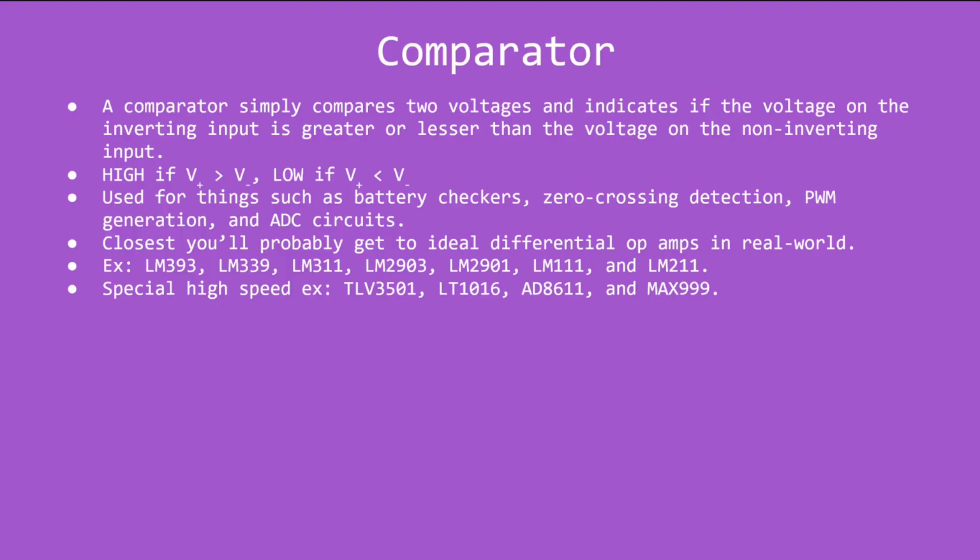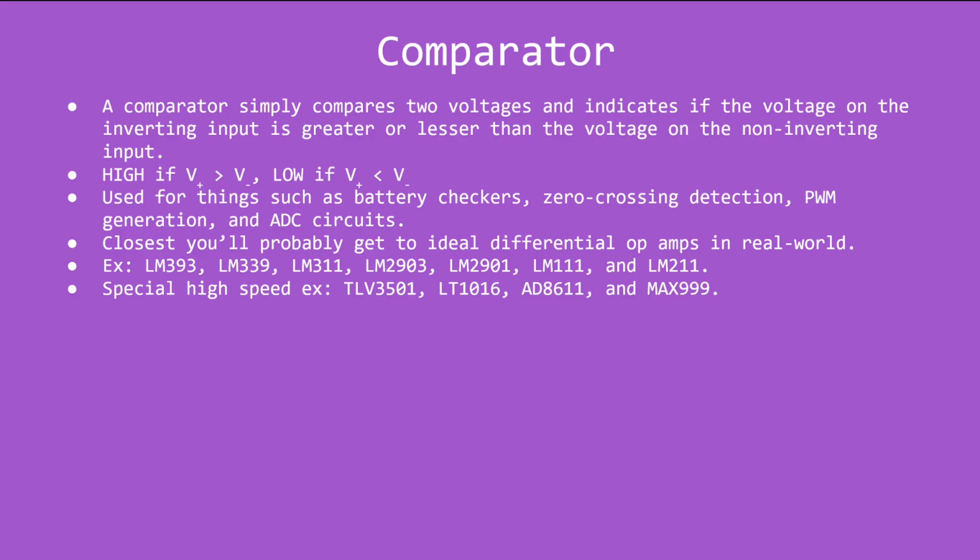All right, I'm going to sidestep here and mention comparators, which are a closely related component to op amps. Some even regard them as just a category of op amps. Basically, it just compares two voltages and indicates if the voltage on the inverting input is greater or lesser than the voltage on the non-inverting input. It usually goes high if the non-inverting voltage is greater than the inverting voltage, and usually goes low if the non-inverting voltage is less than the inverting voltage.